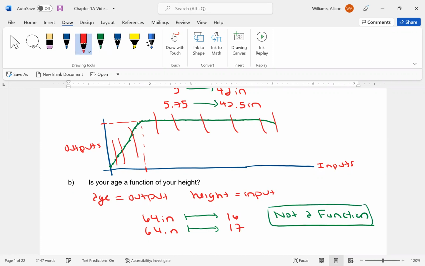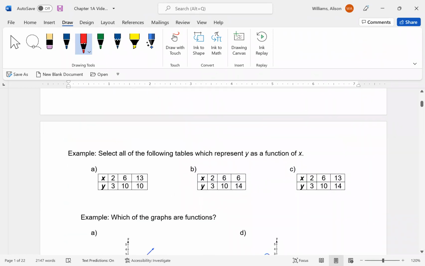Let's use this information to look at tables. So in this case, we're interested to make sure that it gets paired with only one output. And in part A, that is definitely the case. 2 goes to 3, 6 goes to 10, 13 goes to 10. Okay, yeah, those two go to the same value, but that's not a problem because each input, and I'm assuming, of course, that these are the inputs, the top ones, right, are the input. And the bottom was the output. Here, might as well write it down.